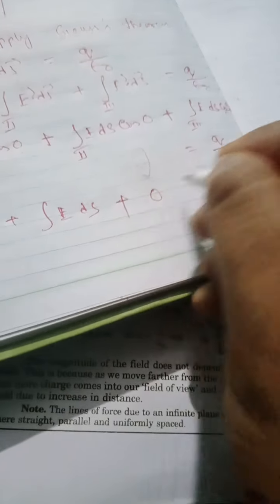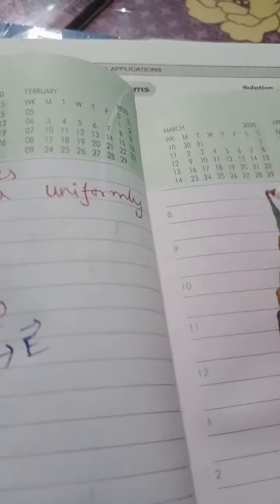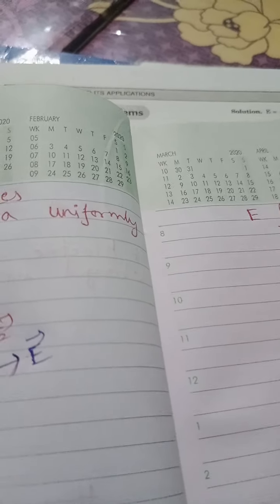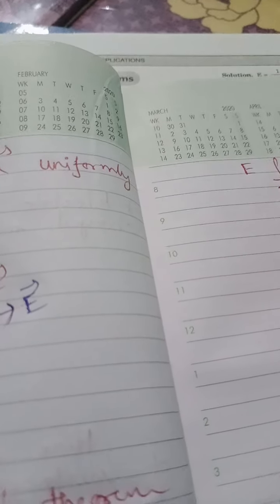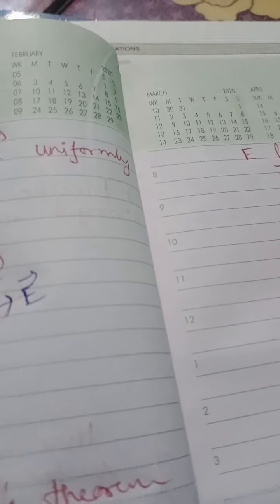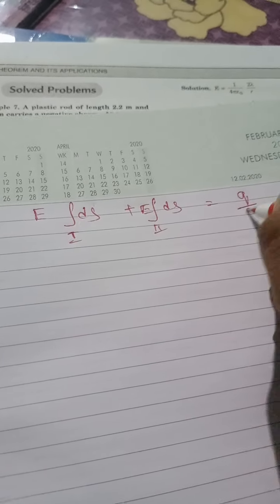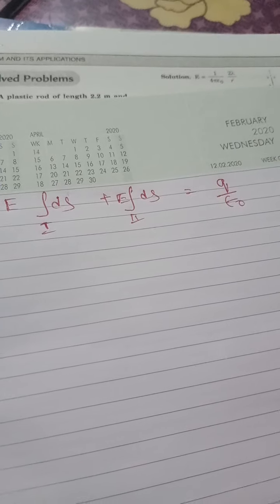So here you can write E ds plus here also E ds. Here cos 90 means what? 0. So that is 0, equal to q by epsilon naught. After that, E ds for region 1 plus E ds for region 2 is equal to q by epsilon naught.